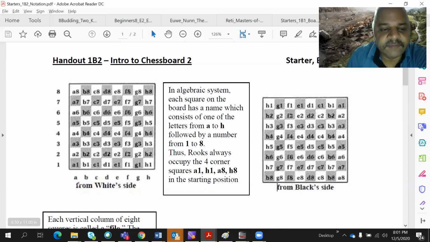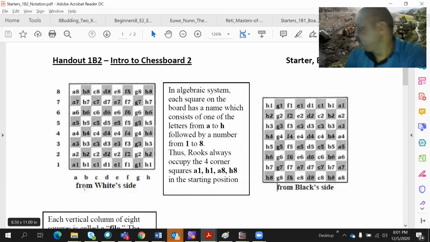How they have numbered is from the white... Sir, your voice is breaking. Is it okay? Sir, your voice is breaking a bit. Okay, maybe sometimes the signal varies. I am on mobile Wi-Fi, so a mobile hotspot. No, not for me. Okay, fine.